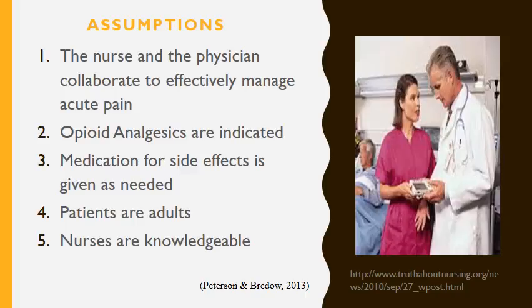The fourth assumption that the theorists make is that the patients are adults and they have the ability to learn, communicate symptoms, and set goals. This theory will not work for patients who are infants or people who cannot communicate their needs. The fifth assumption is that the nurses have current knowledge of pain management and can effectively use this knowledge.